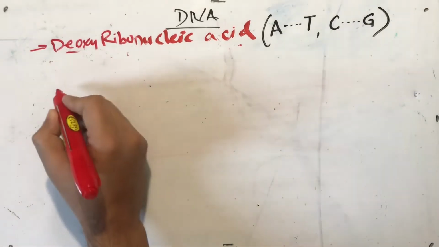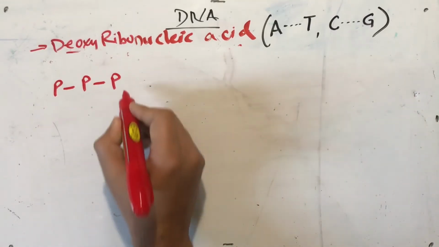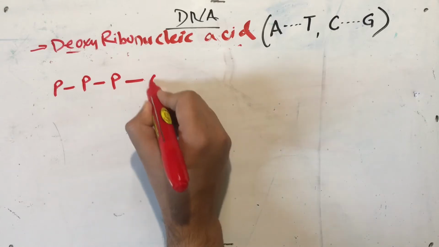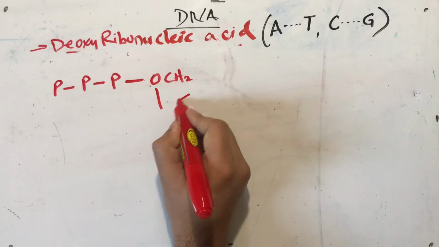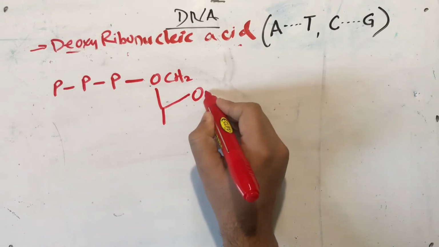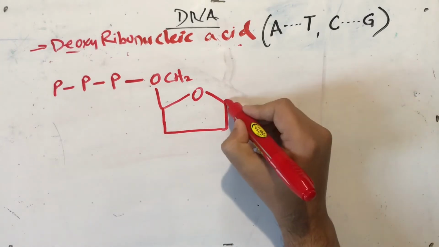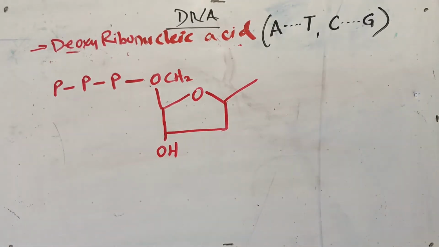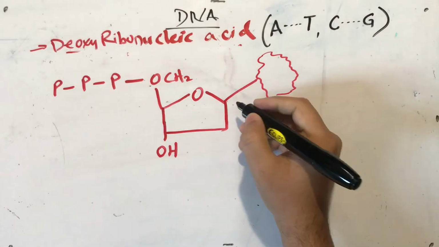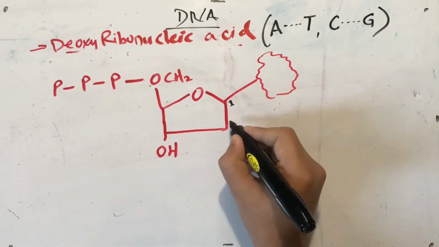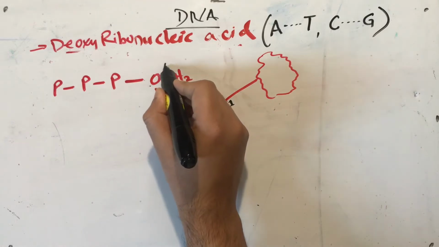Okay, so we have this one phosphate, another phosphate, and another phosphate that is attached to this OCH2 group, which is attached to this sugar, and then you have this OH group attached right here, and we count the carbon from here. So this is carbon 1, this is 2, this is 3, this is 4, and this is the 5th carbon.